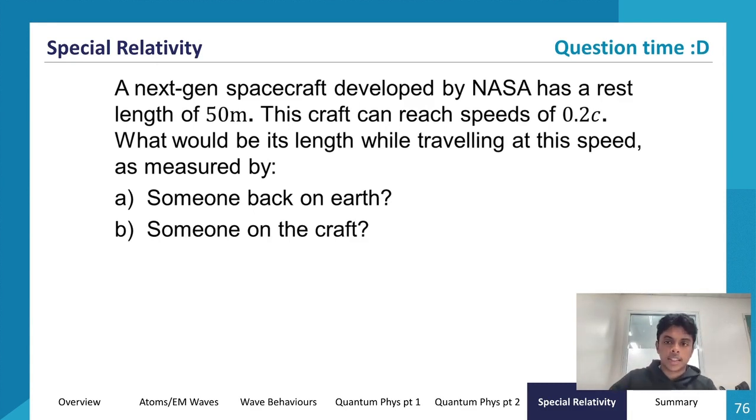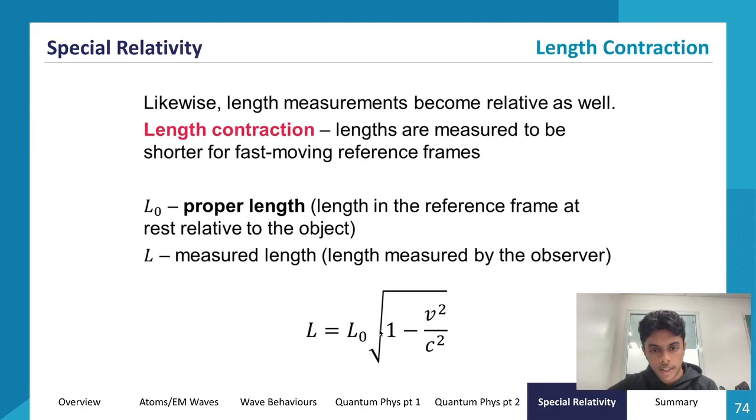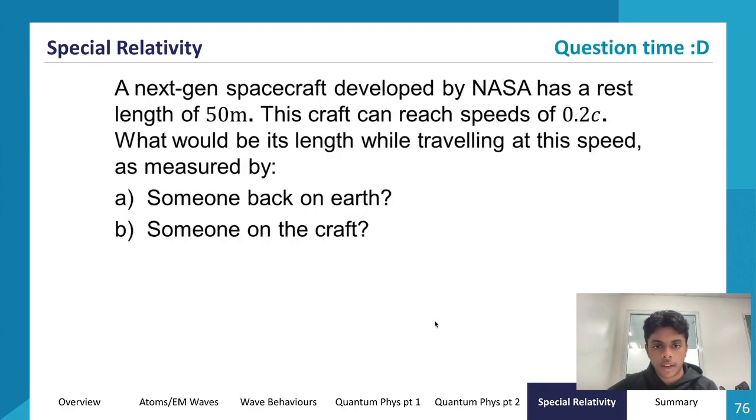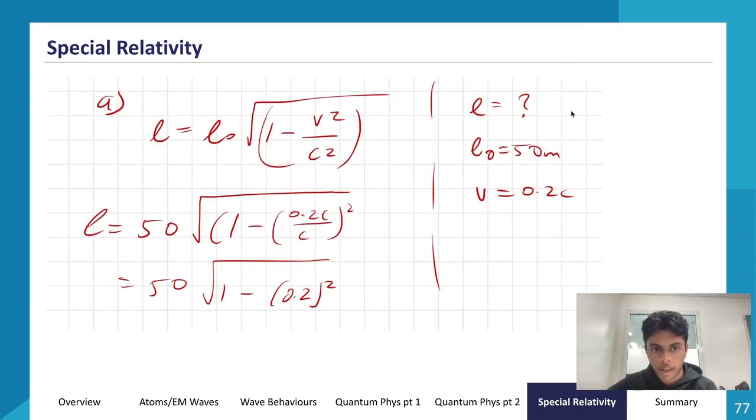L naught in this case is 50 meters because it has a rest length of 50 meters, and we're trying to find L. So we're trying to use this equation. Nothing tricky is going on here. L equals L naught times root 1 minus V squared over C squared. V is 0.2 c, so we have everything we need. Now we can plug it in. We have L naught equals 50 meters, V equals 0.2 c. So now we plug it in.